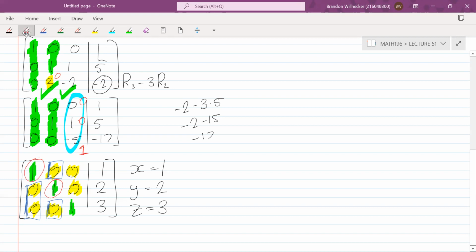Okay, so third column, so we want the third row, third column, we want that to be a 1. Everything above, we want those to be zeros. Okay, so once it looks like that, then everything in this last column, that's our solution. So the first row corresponds to x equals 1. The second row corresponds to y equals 2. And the third row corresponds to z equals 3.